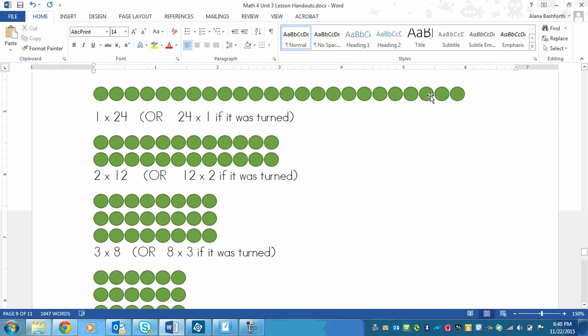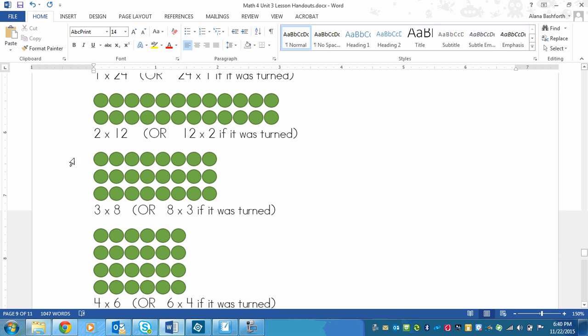Then the next one would be moving half of these counters underneath to make 2 rows of 12. So we have 12 columns and 2 rows to equal 24. Or we could have 2 columns with 12 rows, so if we flip this on its side, that would be another one. Or we could have 3 rows and 8 columns to show 3 times 8. We could also draw 8 rows and 3 columns, so it would be 1, 2, 3, 4, 5, 6, 7, 8 down, and then 3 across instead. That would be a different way.